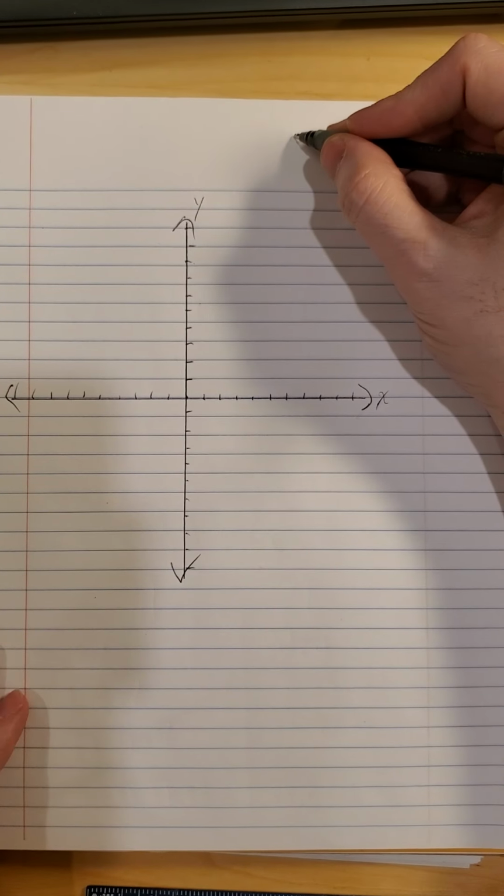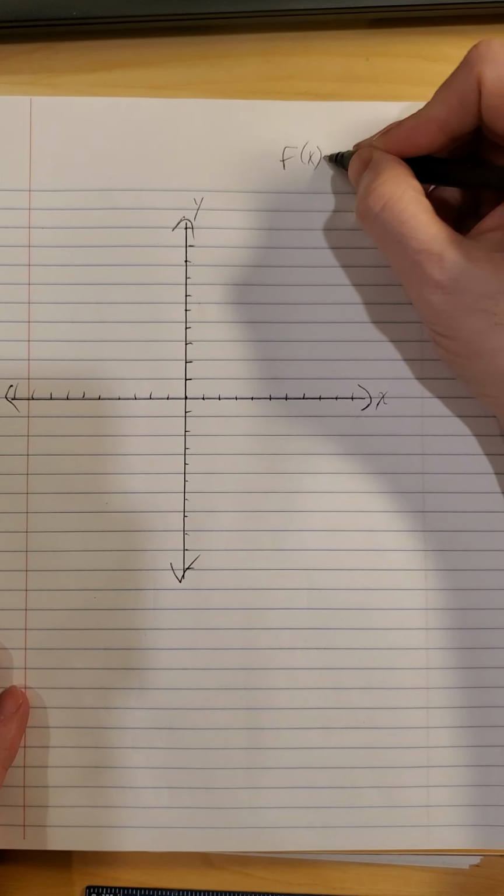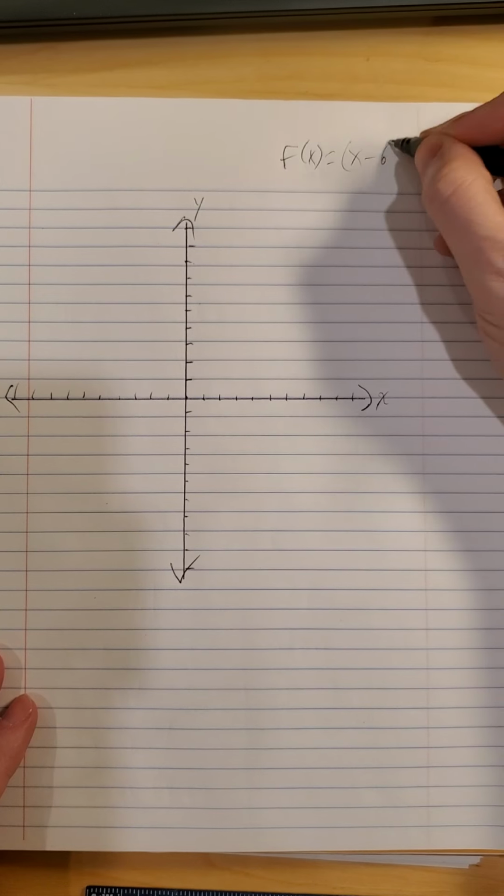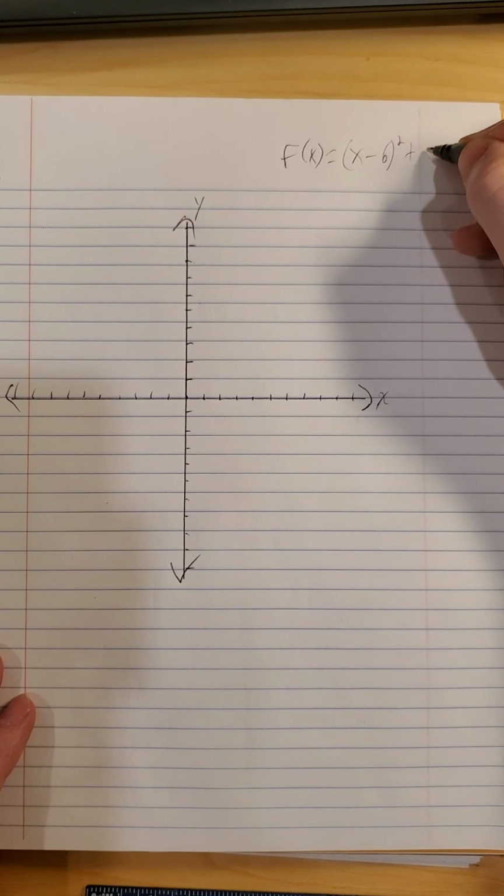Okay, so on this one, our goal is going to be f of x is x minus 6 quantity squared plus 3.